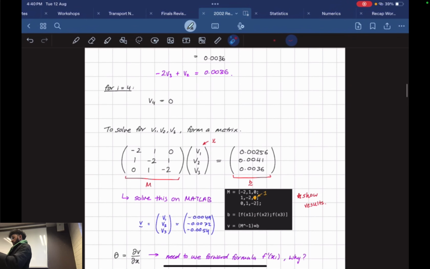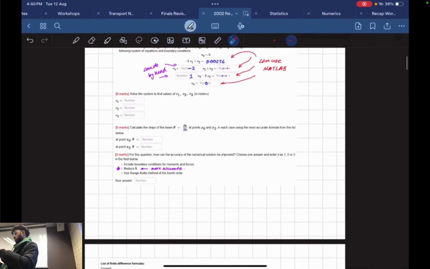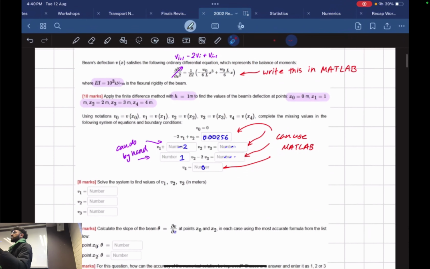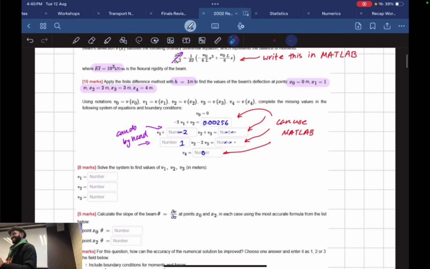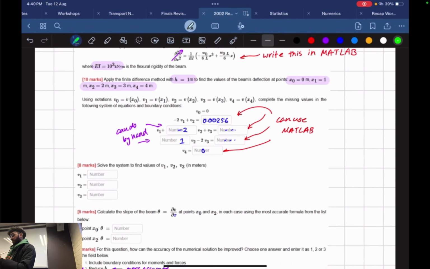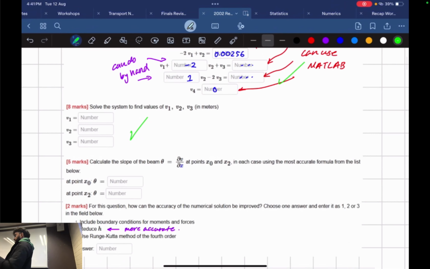Okay, so the next part of the question. So we've done 18 marks. All of that was 18 marks. Halfway there. That's inflation. So we've done this, we've done that. Okay, let's read the next part of the question.